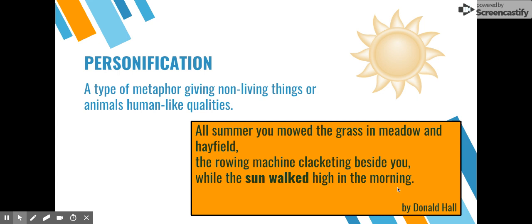Personification is a type of metaphor that gives non-living things human-like qualities. If you make something do something or say something that it wouldn't usually do or say, like the sun walking, that would be personification. You're making it seem like a person. Little word study note: ification means the process of, so personification is the process of making something seem like a person. Help you remember that term. The sun walked. Well, the sun doesn't really walk. We're making it seem like a person.